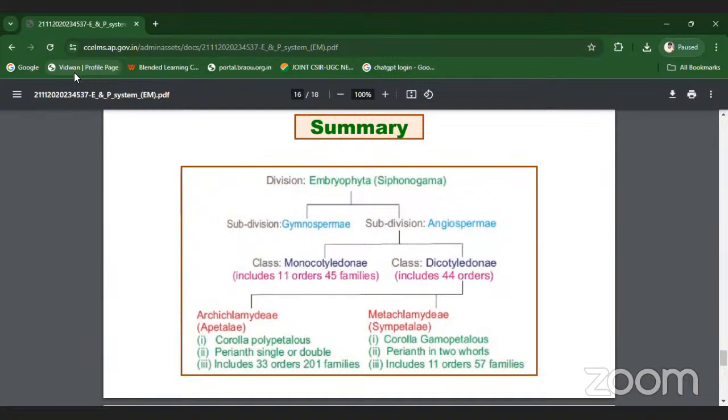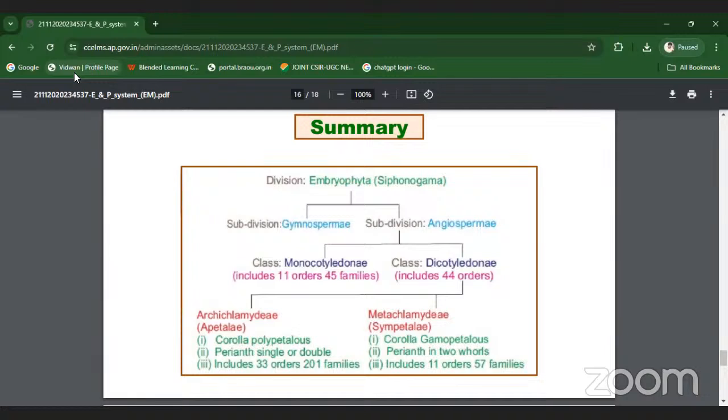What is apomixis? Apomixis means that without fusion of gametes, the seed is formed directly. That is called apomixis. Polyembryony is another character. Normally after fertilization, one embryo is formed. Instead of that, more than one embryo is formed inside the embryo sac, and that is called polyembryony. There are true polyembryony and false polyembryony, based on different species.